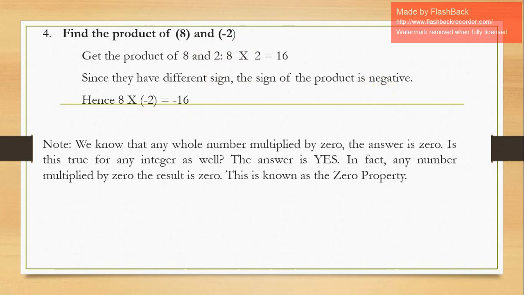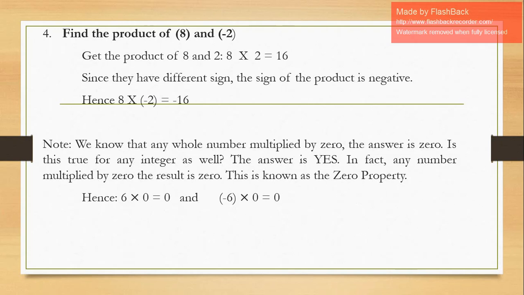We know that any whole number multiplied by 0, the answer is 0. So, we have a question. Is this true for any integers as well? The answer is yes. Why? Because, in fact, any number multiplied by 0, the result is 0. This is known as the zero property of multiplication. Hence, 6 times 0 is equal to 0 and negative 6 times 0 is equal to 0.